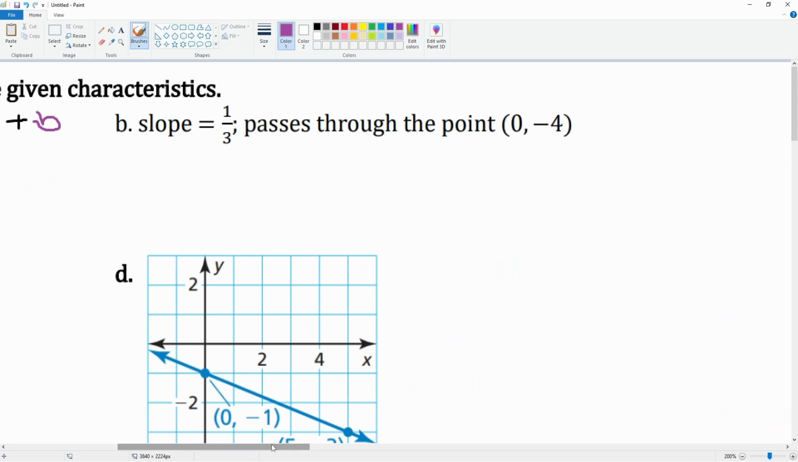Same thing here. Let's look at this one. The slope is 1/3, so we write m is equal to 1/3. And then here, this is 0, -4. This here is the b value. This is the y-intercept. So b is equal to -4. Now we can write the equation. y is equal to 1/3 x. And then we have the -4, which is the y-intercept.